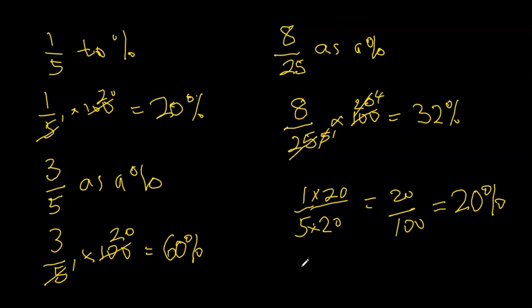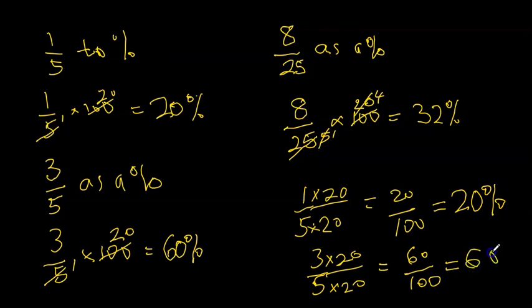This is another way to do it. For example, 3/5, same thing. Multiply the denominator by 20, and the numerator by 20. So we got 60/100, which is 60%.